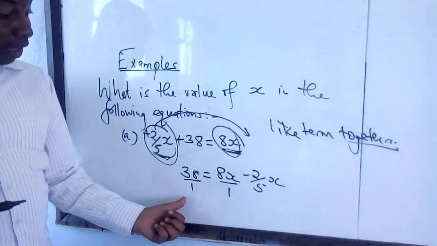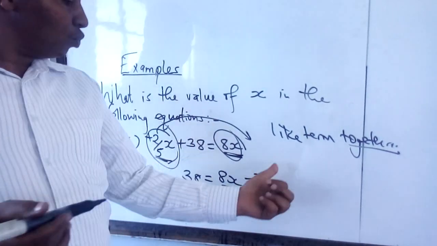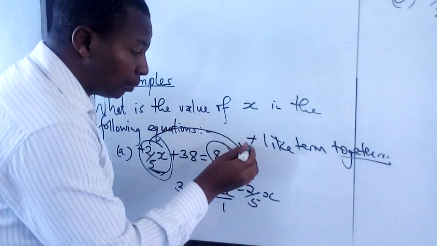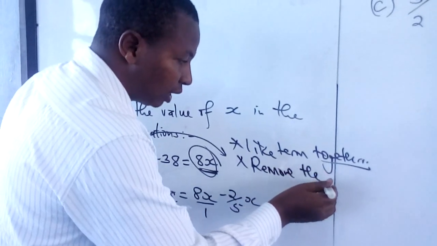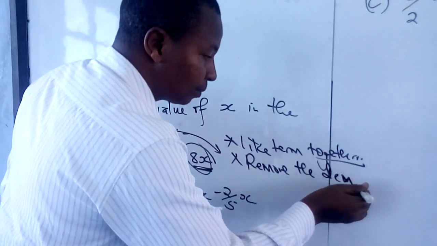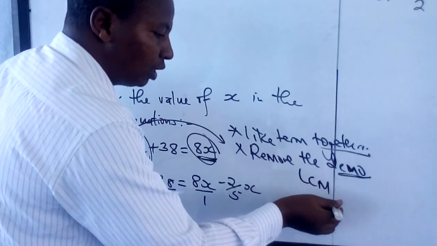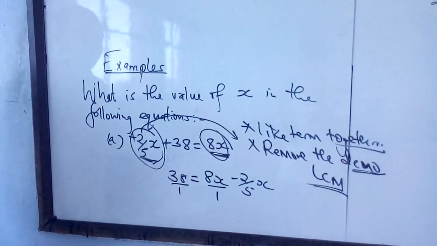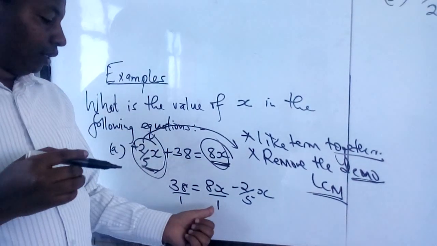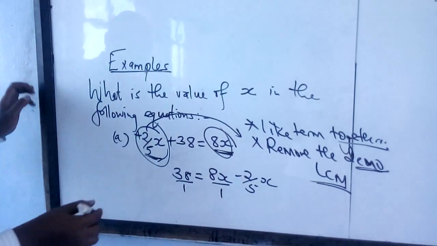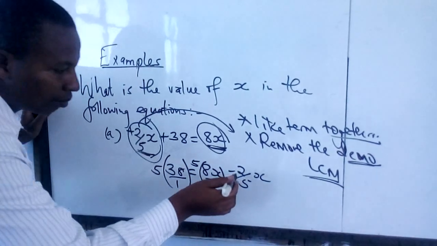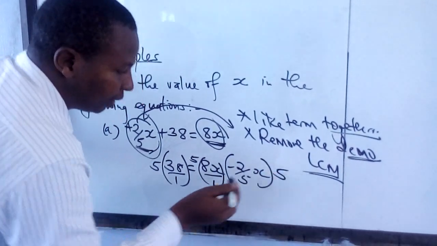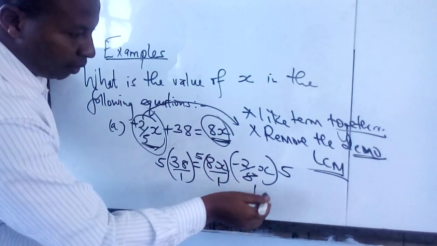Then the next step after putting like terms together is to remove the denominators. How do you remove the denominators? You remove the denominators by using the LCM of the denominators. The LCM of 1 and 5 is 5. So you multiply all terms by 5.